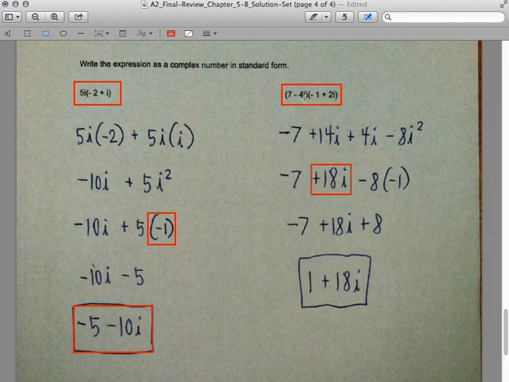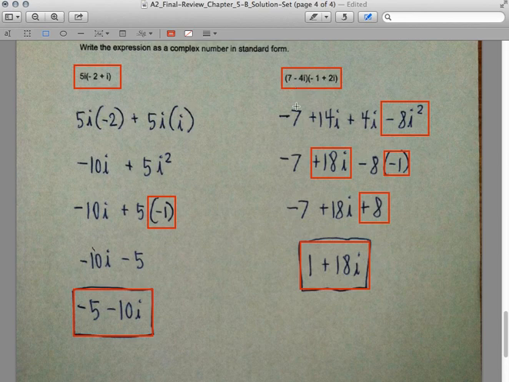But when we do our last step in the FOIL method, or the last process of the distributive property, we see that negative 4i times positive 2i yields negative 8i squared. And like the previous example, i squared has a real value, which is negative 1. So negative 8 times negative 1 is positive 8. That can then be combined with negative 7, combined like terms, and that is where we produce the final solution, 1 plus 18i, as the result of multiplying these two complex numbers.